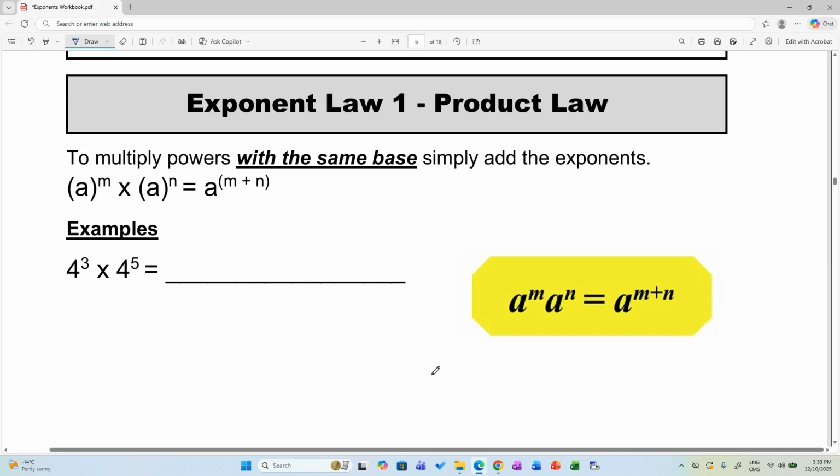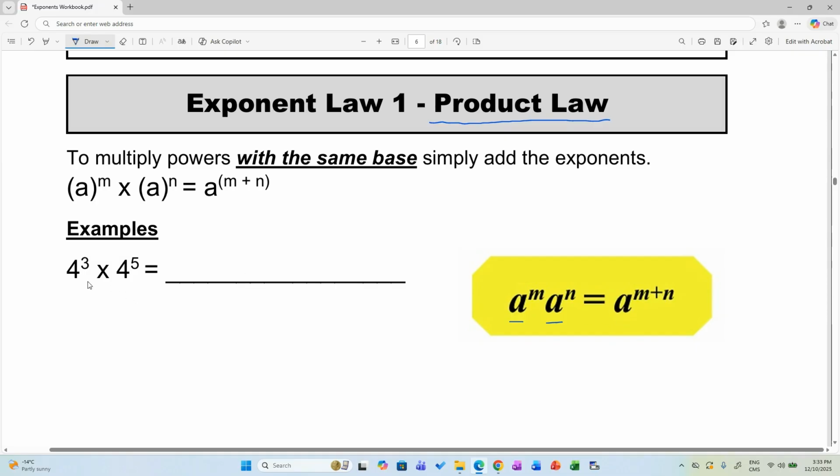Hi class, in this video we're going to talk about exponent laws, and the first exponent law we're going to talk about is called the product law. So the product law states that if I have the same base and then the same or different exponents, I can simply add the exponents together.